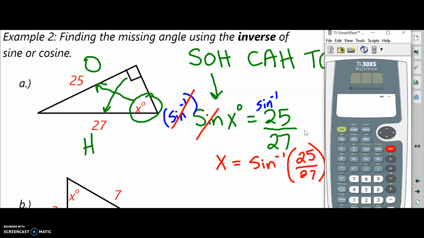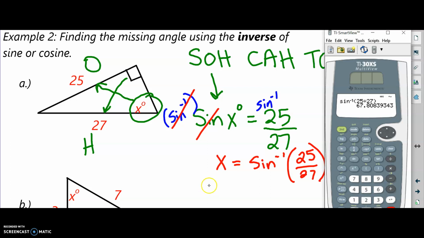All right, so the inverse sine. If I look at my sine button, in yellow or green or whatever that is right above it, it has that inverse sine button. So on mine, I'm going to hit the second button and then the sine button. Then I just type in my 25 divided by 27, close the parentheses, and hit equals. All right, so the angle is 67.8 degrees. I don't remember if the homework asks you to round to the nearest whole number.